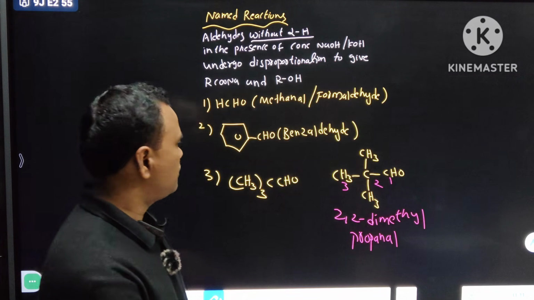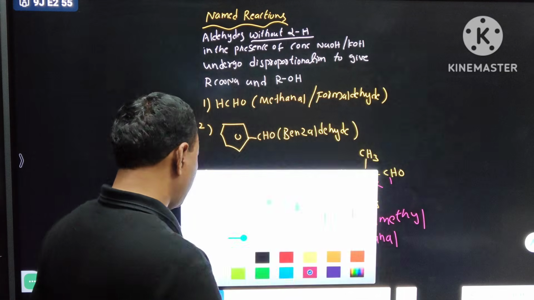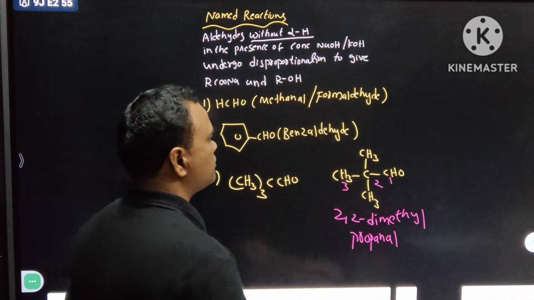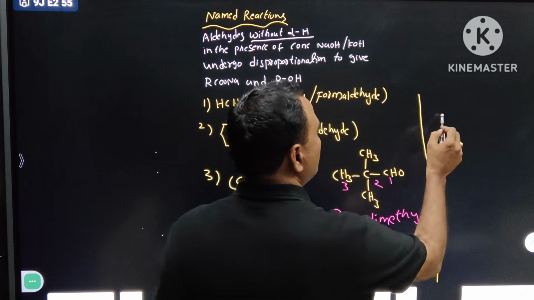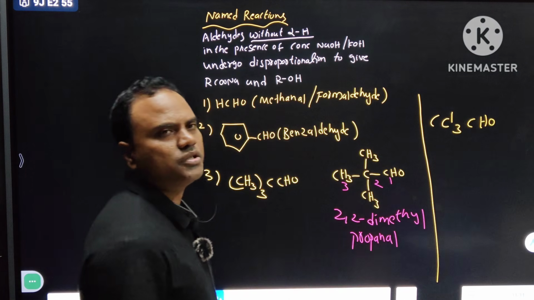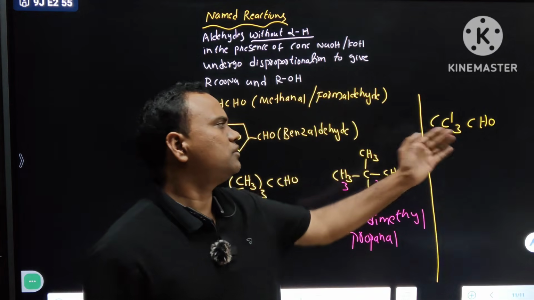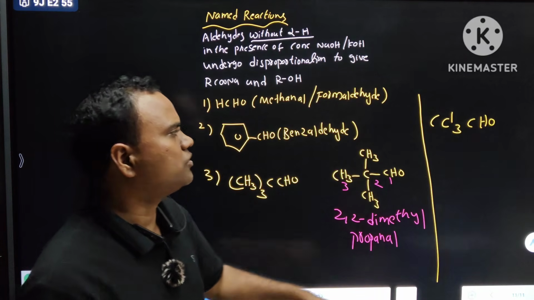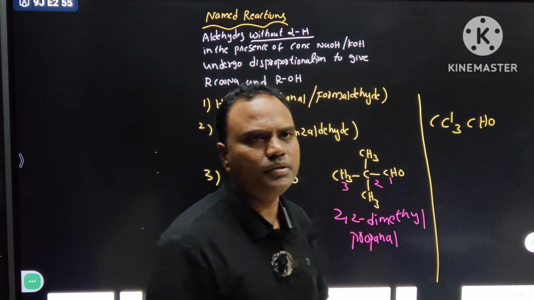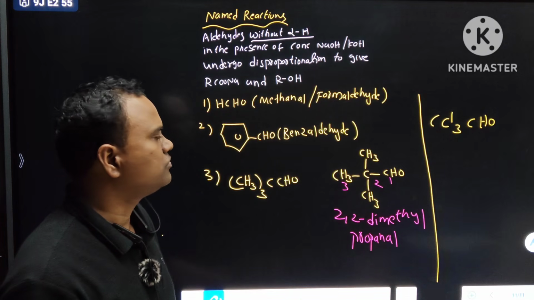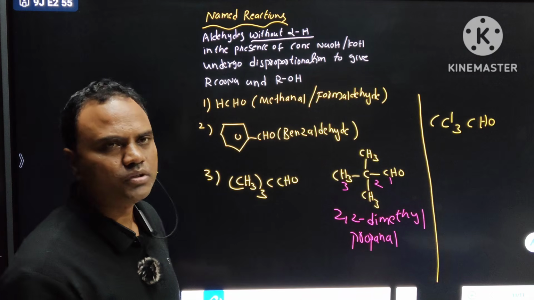Next, another exceptional case is there. Even though it does not have alpha hydrogens, it does not undergo the Cannizzaro reaction because strong minus I groups are present, so its nucleophilicity will be less. CCl3CHO. Okay.